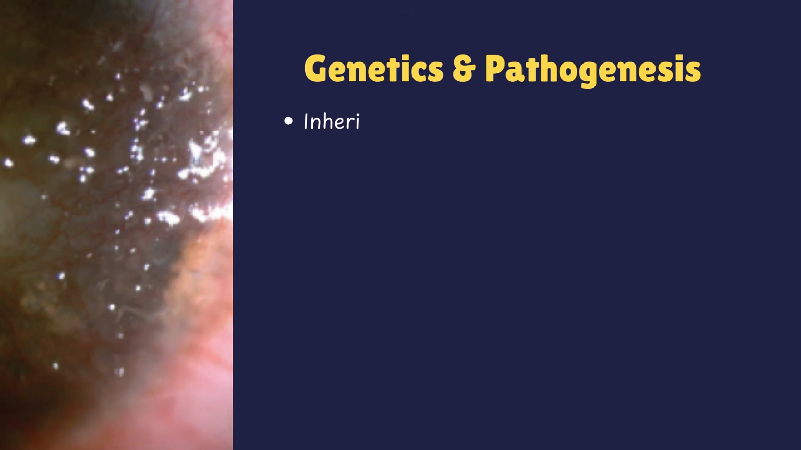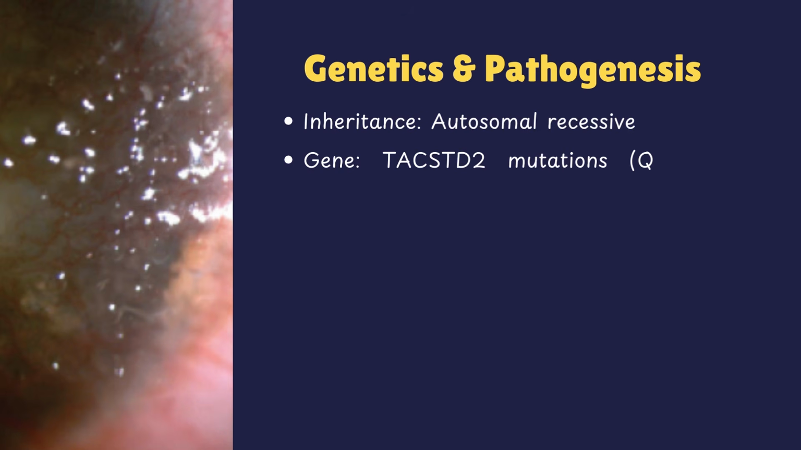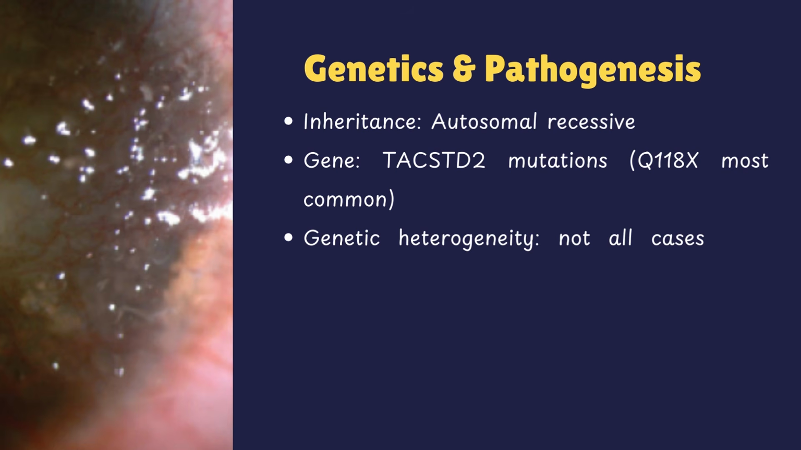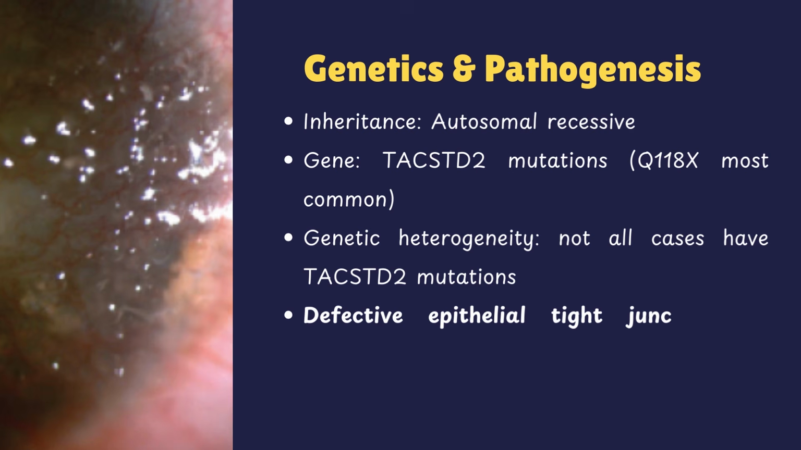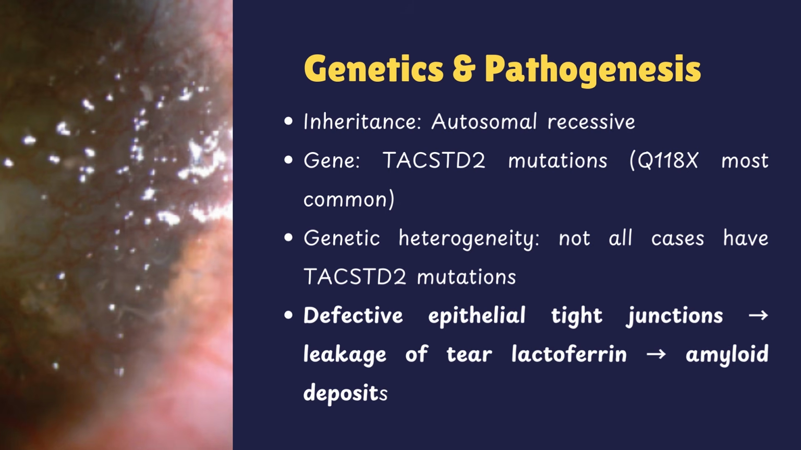Now let's understand the genetics and the pathogenesis of gelatinous drop-like corneal dystrophy. It is inherited in an autosomal recessive pattern, and many cases are linked to mutations in the TACSTD2 gene, which is basically tumor-associated calcium signal transducer 2. But remember, not all cases will show this mutation, so there is some sort of genetic heterogeneity. Pathophysiologically, this gene encodes an adhesion molecule that helps to maintain the epithelial tight junctions, right?